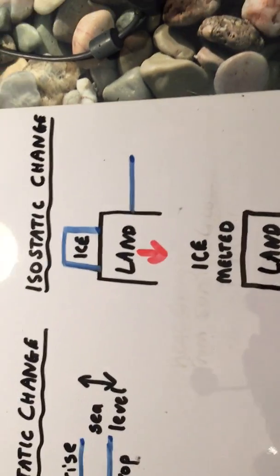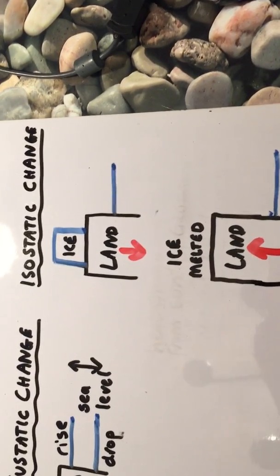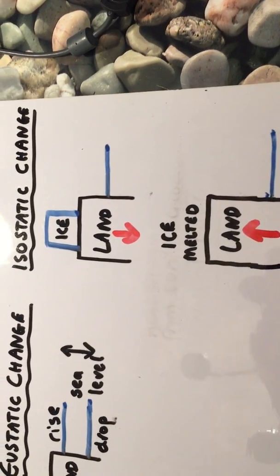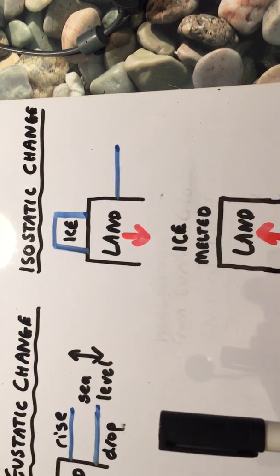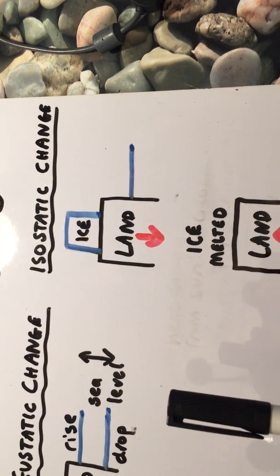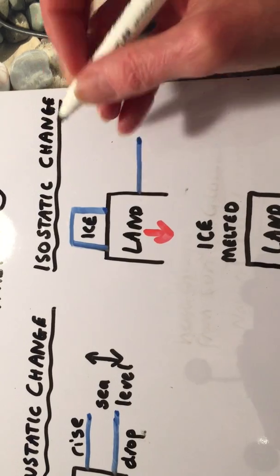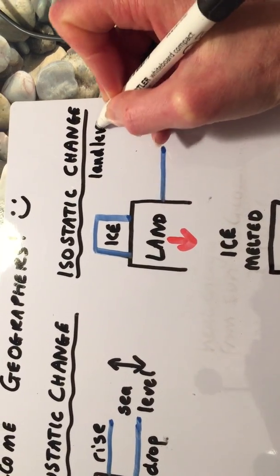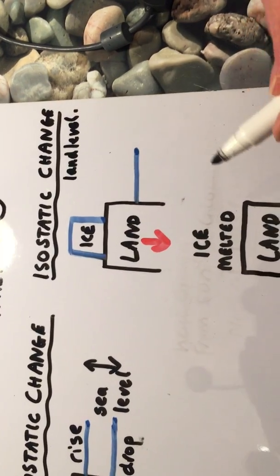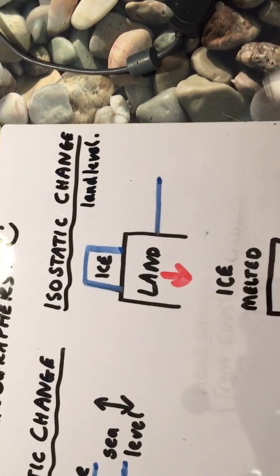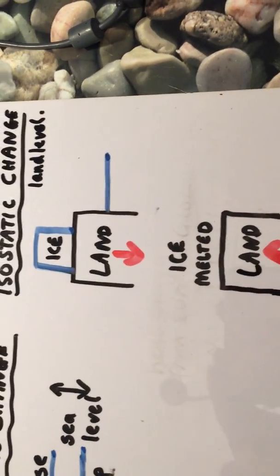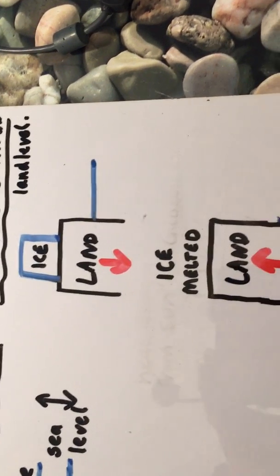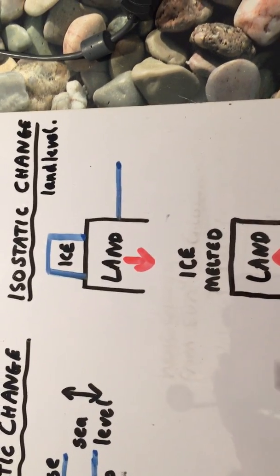Now, slightly more complex is the isostatic change. This is to do with not the sea level going up or down, and in fact I didn't write this in for you, but the land level going up or down. And you probably think, well, that's a bit weird. The land going up or down? Yes, it did, and it is now. So let me explain to you.